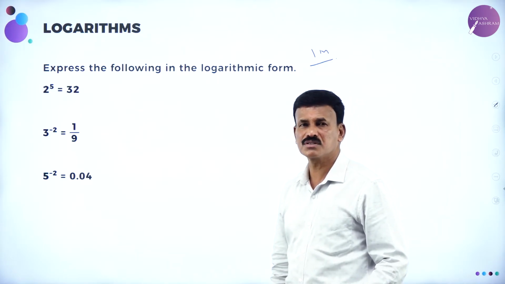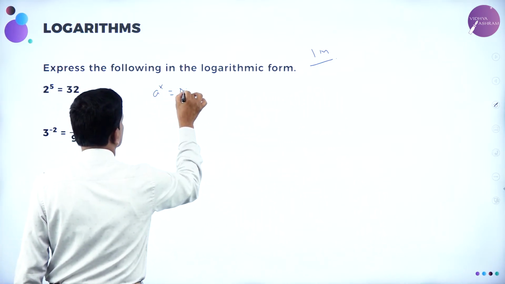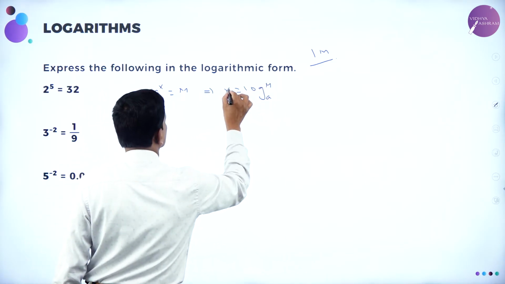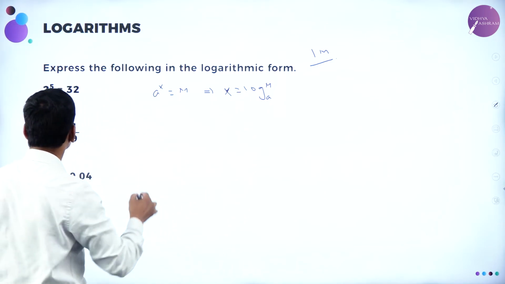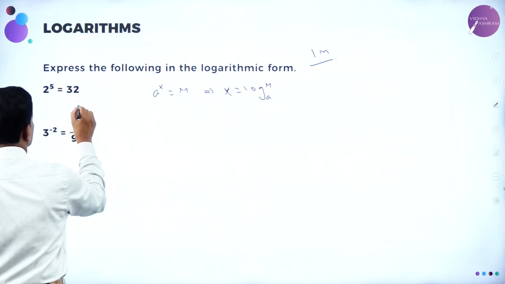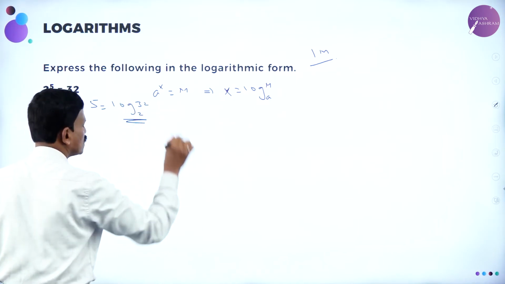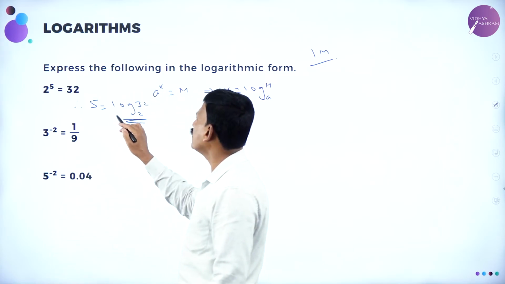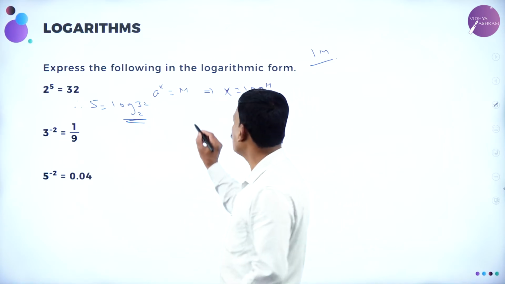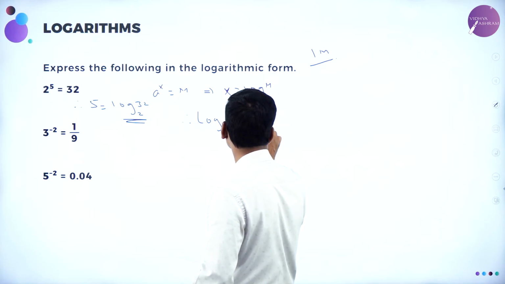We know 2 to the power of 5 is equal to 32, and according to the definition, if a to the power of x is equal to m, which implies x is equal to logarithm of m to base a. So what is given here? 2 to the power of 5 is equal to 32 means we can write 5 is equal to logarithm of 32 to base 2. That is the meaning. So we can write logarithm of 32 to base 2 is equal to 5.